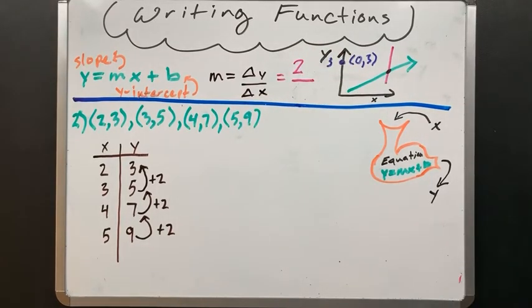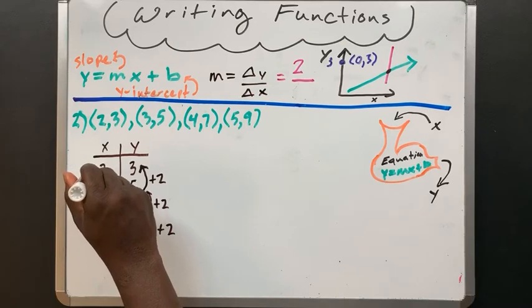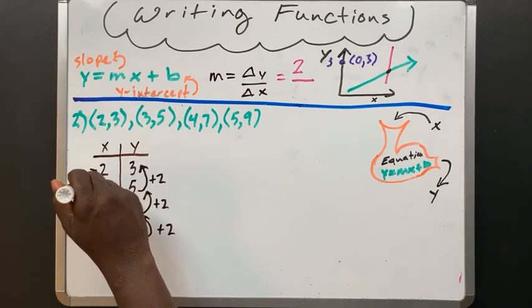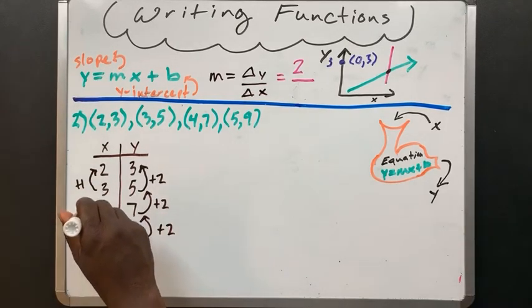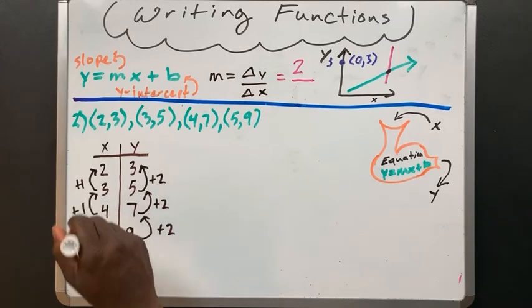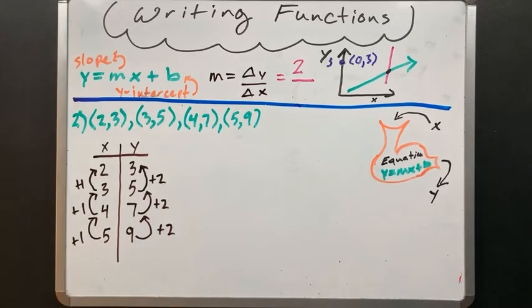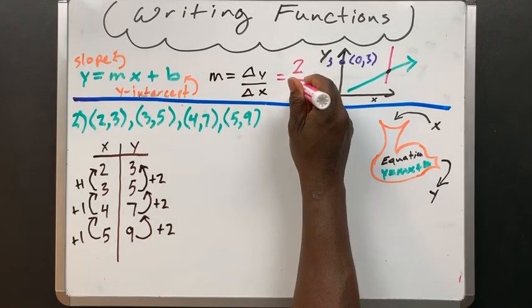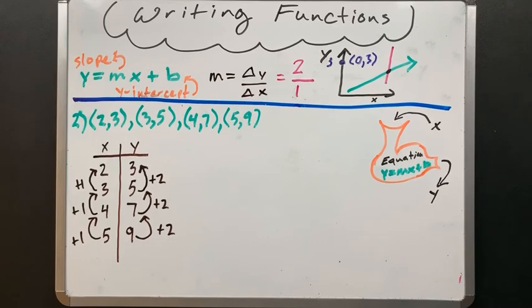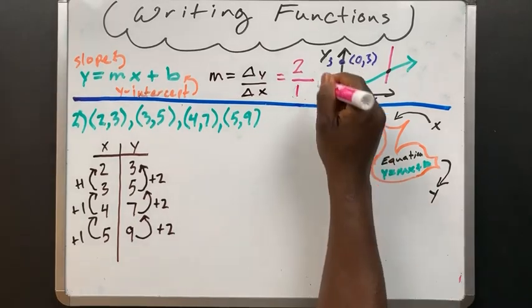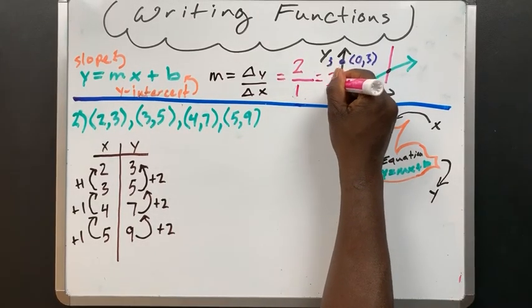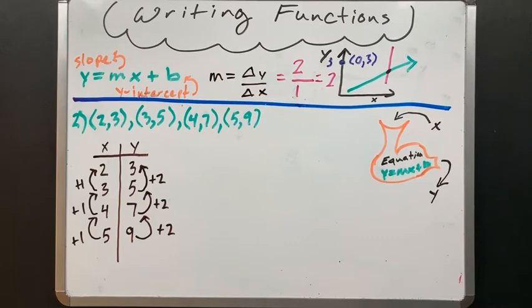Now, let's go over here. 3 minus 2, that's positive 1. 4 minus 3, positive 1. 5 minus 4, positive 1. So we have a change in the x values of positive 1. Let's put it right there. So 2 over 1, our slope is 2. All right, we know what the slope is.